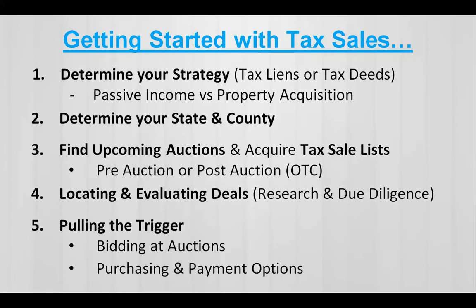So, finding upcoming auctions and acquiring tax sale lists. Again, pre-auction or post-auction. You see it says OTC there. That stands for over the counter. Those are any of the tax liens or deeds that didn't sell at the auction that the county has on their books, and you can actually acquire those directly from the county, more likely than not for what's owed in delinquent taxes.